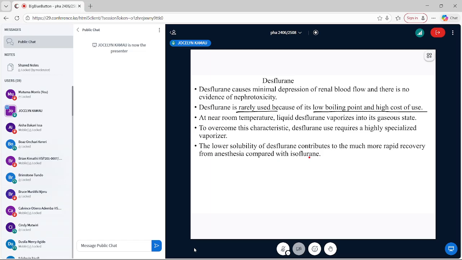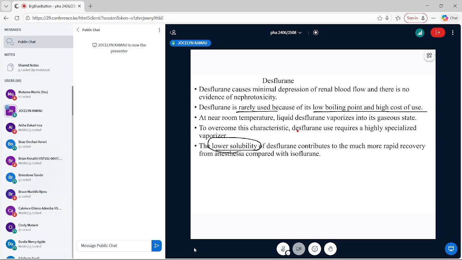The lower solubility of desflurane contributes to the much more rapid recovery from anesthesia compared with isoflurane. Again, remember lower solubility in blood. It has a lower blood gas partition coefficient, and because it has a lower blood gas partition coefficient compared to halothane or even the others, isoflurane, it will have much more rapid recovery. We are not saying it is not in use, but we have said it is rarely used because of the complexity of the low boiling point.